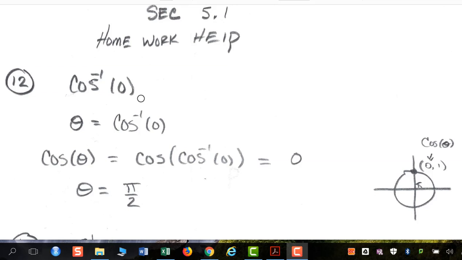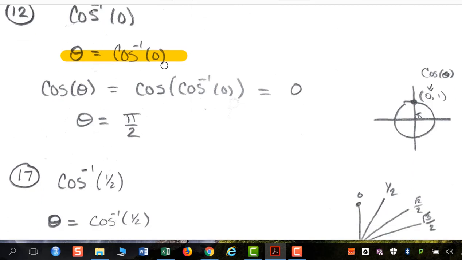In this case, I say that arc cosine of 0 is equal to theta. So that's always my first step. I take the arc cosine value, and I set it equal to theta. Then, because I'm looking for the inverse function of arc cosine, the undoing of arc cosine, I apply cosine to both sides of the equation. So I apply cosine of theta, cosine of arc cosine of 0.